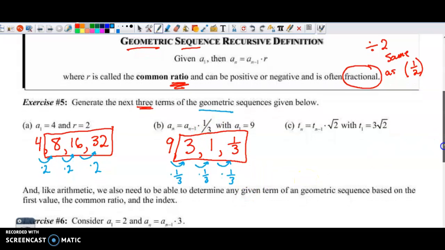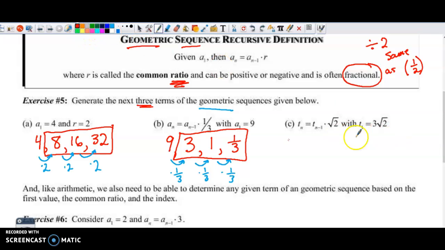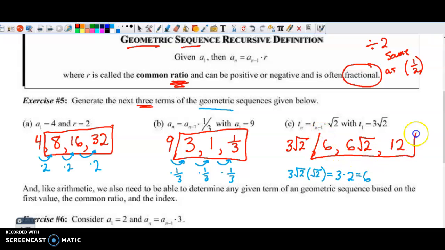And then the next one is just a little bit tricky because they tell you that the first term is 3 root 2. And think about when you multiply by root 2, do this in the 3 root 2 times root 2, because that's our ratio. Well, root 2 times root 2 is 2, so we get 6 for the second term. Then the third term would be 6 root 2, because we can't multiply a whole number by a radical. So we just leave it like that. And then the next one would be 12, because root 2 times root 2 is 2, and 6 times 2 would give me 12. So those are your next 3 terms.